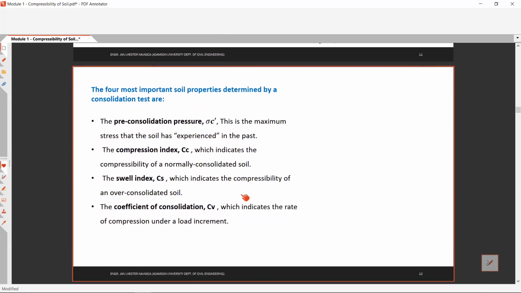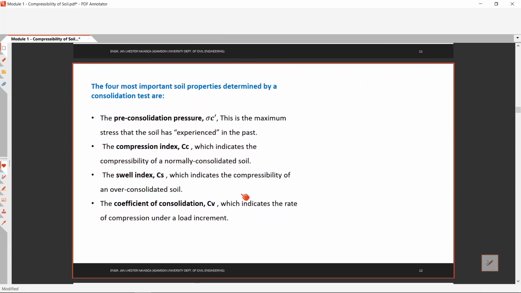Okay. So, the four most important soil parameters determined in the consolidation test are the pre-consolidation pressure, denoted as sigma c prime. So, the pre-consolidation pressure is the maximum. Okay, take note, this is the maximum stress that the soil has experienced in the past. Okay. Then the compression index, this indicates the compressibility of a normally consolidated soil.